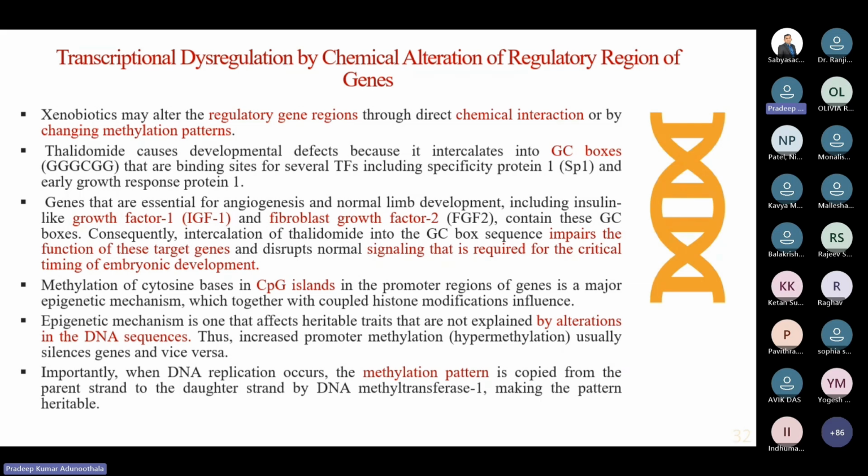Importantly, when DNA replication occurs, this methylation pattern is helpful, because as I said, these are heritable genes, right? So these methylation patterns are useful for the DNA replication. If any drug or chemical comes and affects this methylation pattern, then that inhibits or modifies the DNA replication and forms a toxicity in the genetic material, which is copied from the parent strand to the daughter strand by DNA methyltransferase 1. That pattern comes as hereditary genes.